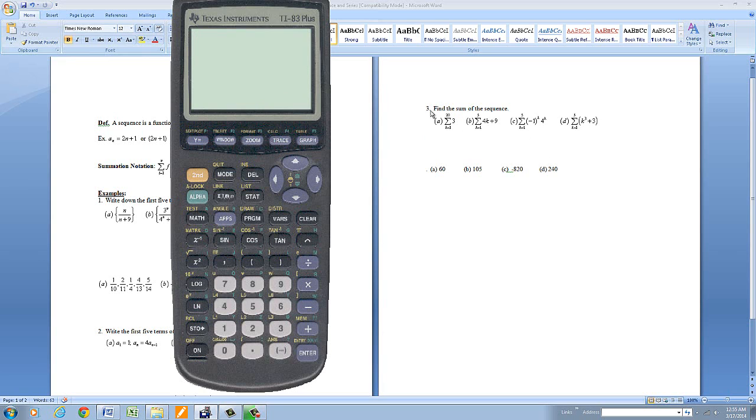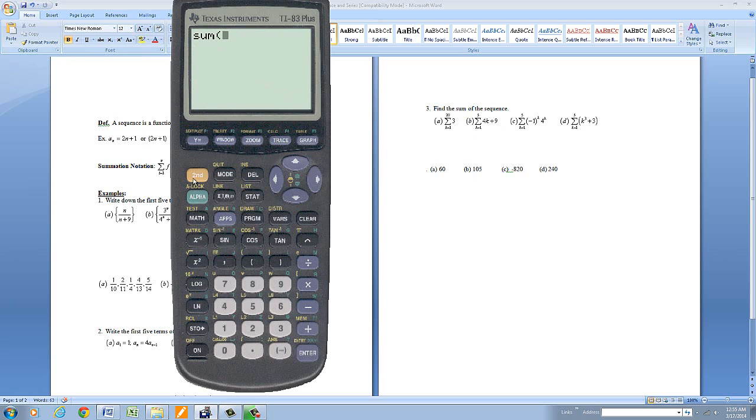So since we want to sum, here's what we're going to do. It's going to be second stat, and this time I'm going to go to the math menu, and number 5 here, see, is sum. Hit enter. Oops, wrong one. So let me clear this. Second stat. I got to hit the 5 because I want the sum. Okay, so there it is. So what I want is the sum of the terms of a sequence.